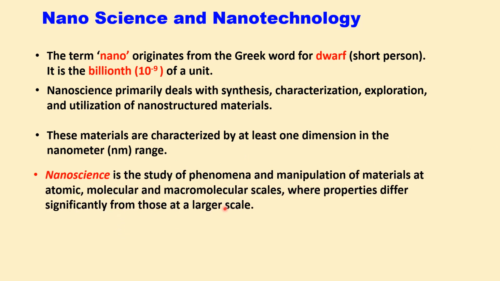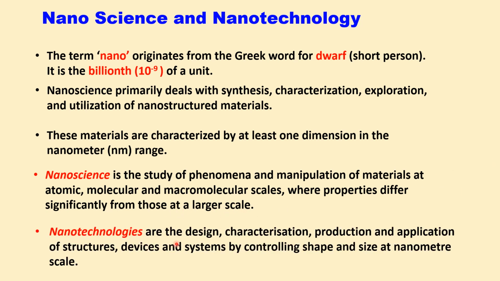Nanoscience is the study of materials at the atomic or molecular state, how the atoms or molecules are manipulated, and the study of their properties, because their properties change significantly at lower scale. Nanotechnology is the design, characterization, and application of these structures or the properties of nanomaterials by controlling the shape and size to make devices.